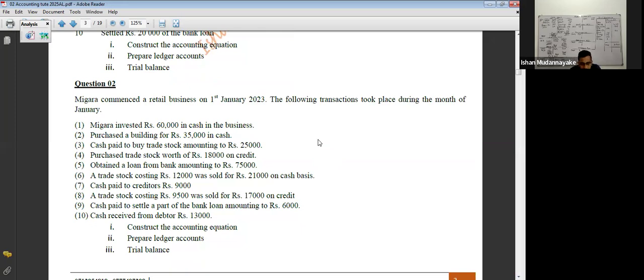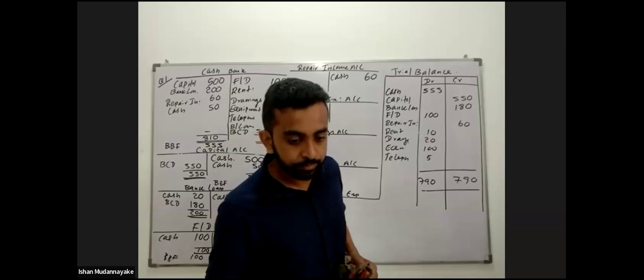Mega commenced a retail business on 1st January 2023. The following transactions took place during the month of January. These are the transactions that occurred in the month of January. Construct the accounting equation, prepare ledger accounts and trial balance. At first, I will give you the accounting equation, and then try to do it. We will take the accounting equation for this question like this.